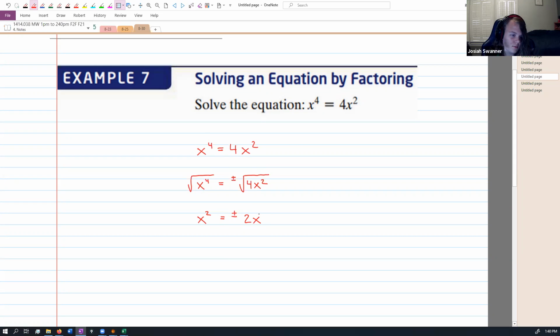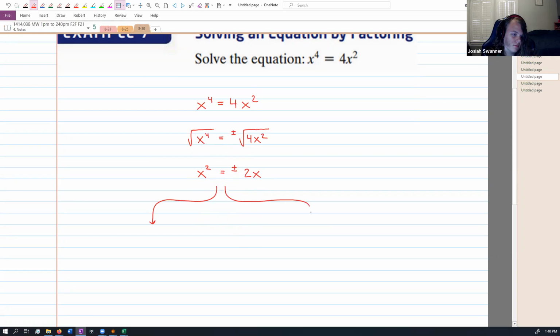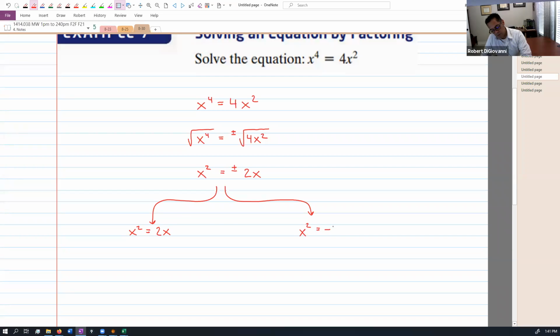And then you use algebra to either subtract or add 2x to both sides of the equation to get x. So you're saying that you have two different equations that you're going to set up from this? Yes. Okay, the first equation is going to be, I'll do it this way, x squared equals 2x and x squared equals negative 2x. Everyone see what we're doing? Taking the two different scenarios here?